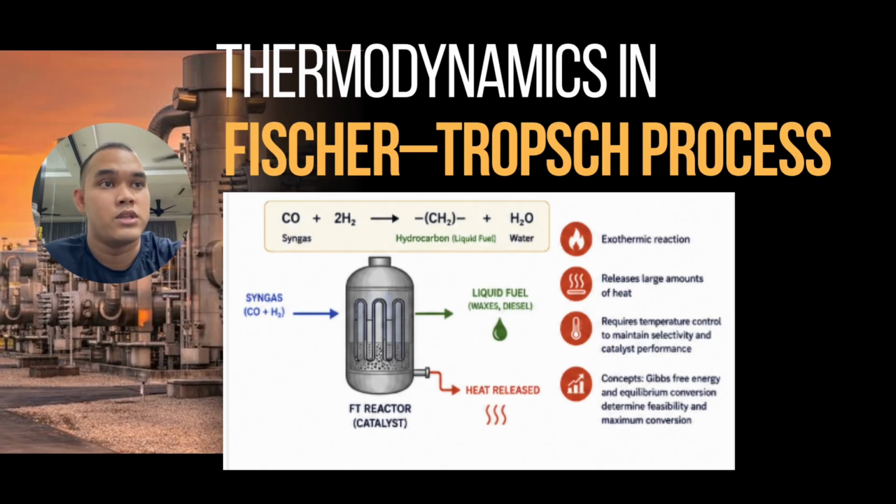After gasification produces syngas, the next stage is the Fischer-Tropsch process. This reaction can be represented as carbon monoxide reacting with hydrogen to produce hydrocarbons and water. Unlike gasification, this process is exothermic, meaning it releases a large amount of heat. The purpose of this stage is to convert syngas into liquid fuels. Because heat is continuously released, temperature control becomes very important. Excessive temperature can reduce catalyst performance and affect product selectivity. Thermodynamic concepts applied here include Gibbs free energy, which determines reaction feasibility, and equilibrium conversion, which predicts achievable conversion. Proper thermal management ensures efficient fuel production.